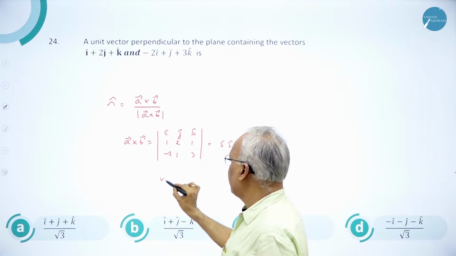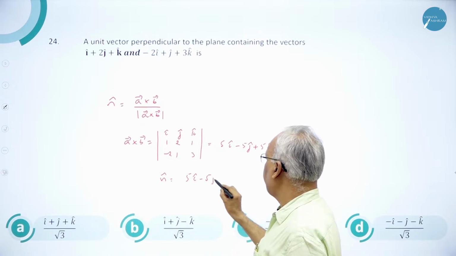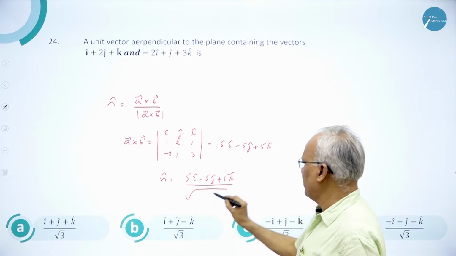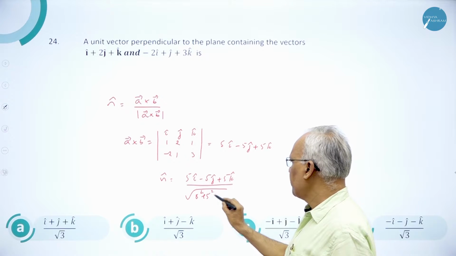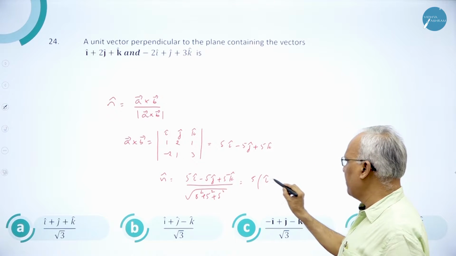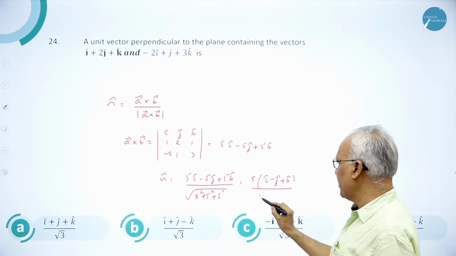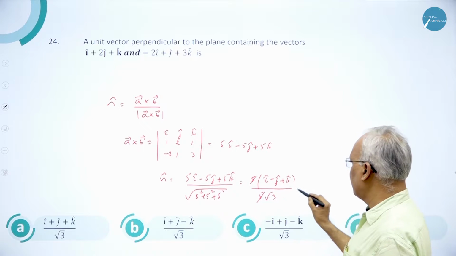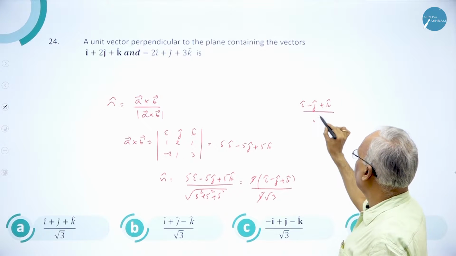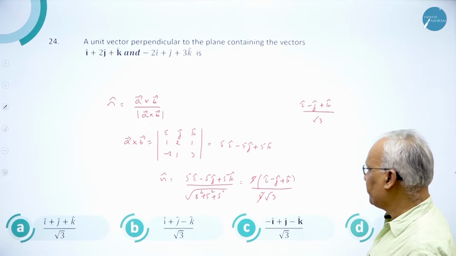Therefore, the unit vector perpendicular to both A and B is 5i minus 5j plus 5k divided by the square root of the magnitude of this, which is 5 squared plus 5 squared plus 5 squared. You can take 5 outside here, and it is i minus j plus k, divided by, I can take 5 squared outside, it becomes 5 into root 3, cancel this with this. So, the answer is i minus j plus k divided by root 3. You search for the answer, i minus j plus k.